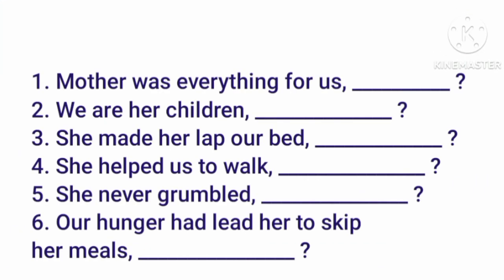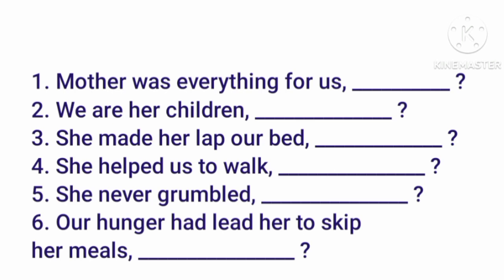The first sentence is positive. Auxiliary verb was is made into wasn't, and the pronoun for mother is she. The second sentence is also positive, so it is aren't we. The third sentence is positive. Auxiliary verb for made is did, so it is didn't she. The fourth sentence is the same as the third sentence, so it is didn't she.